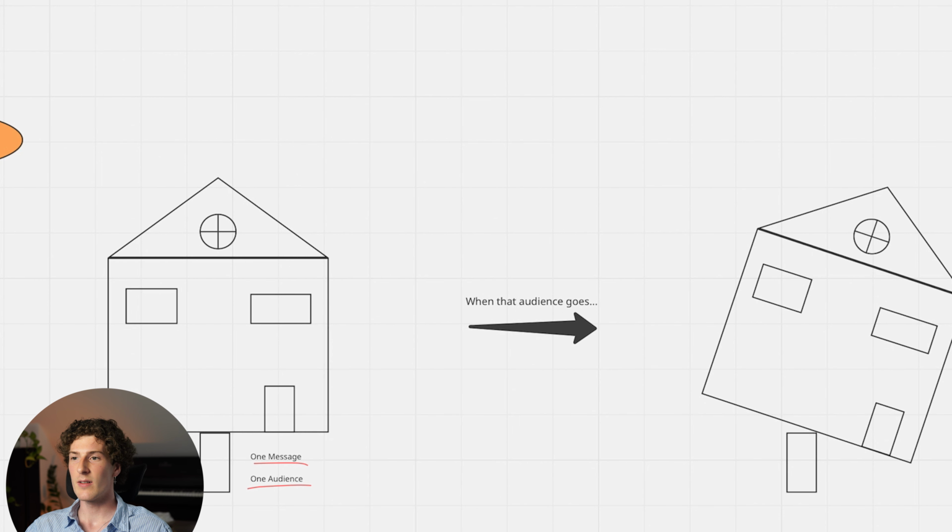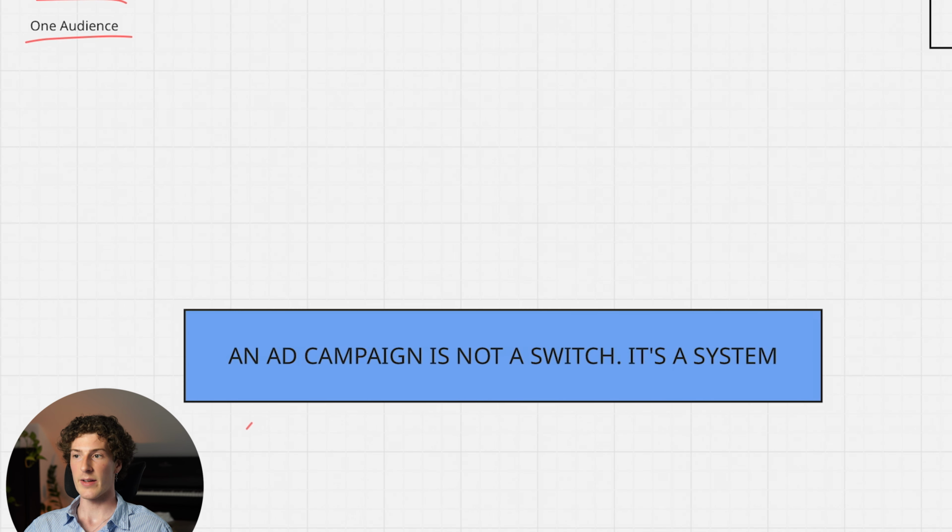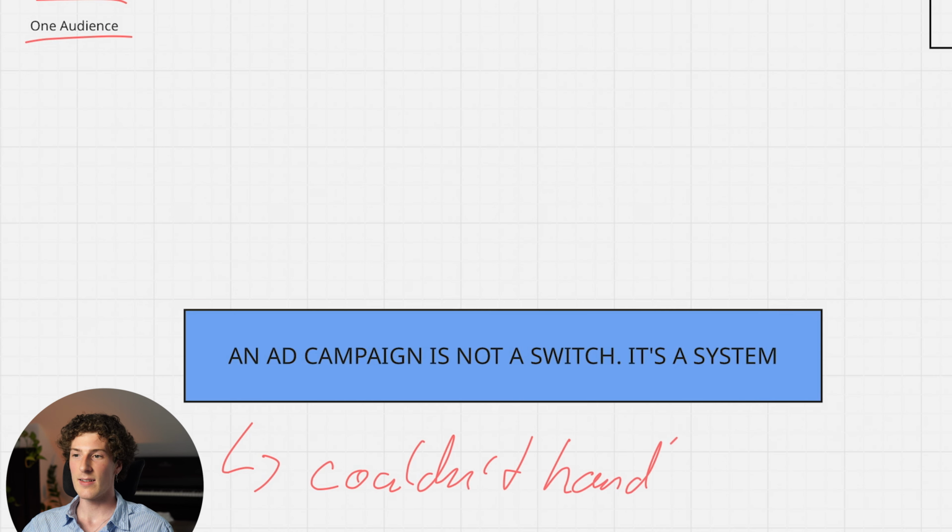Here's the deeper reason this keeps happening, and I want you to really sit with this for a second. Most e-com brands think about their ads like a switch, on or off, working or not working. And when it stops working, the instinct is to find the thing that broke and replace it. New creative, new budget, new audience, swap the switch. But a campaign isn't a switch, it's a system. And systems don't fail because one part broke.